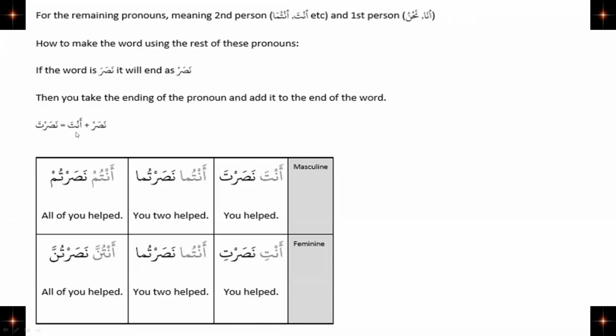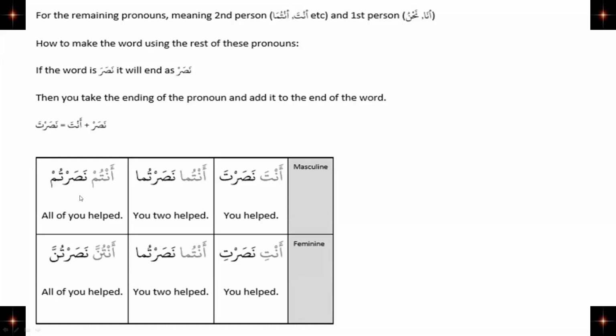I think we spoke about this yesterday. Just remove the an and then put the ta. So it becomes nasarta. You put the sukun on the ra, and then you put the ta. So you can see anta, nasarta, antuma, nasartuma. You just take the an away, and then you are left with tuma. You just add the tuma here. Nasar, you remove the an, you put the tum. So nasartum.